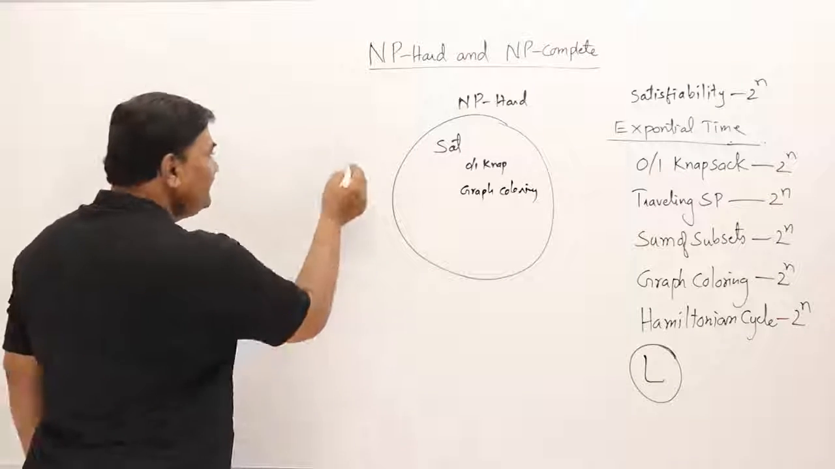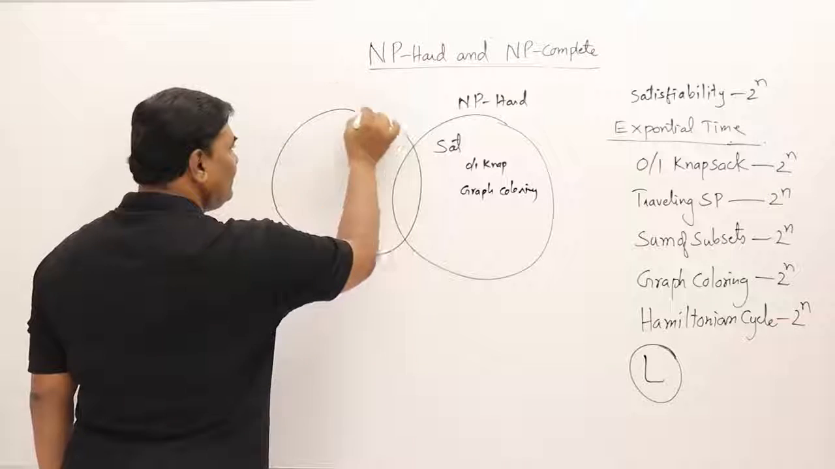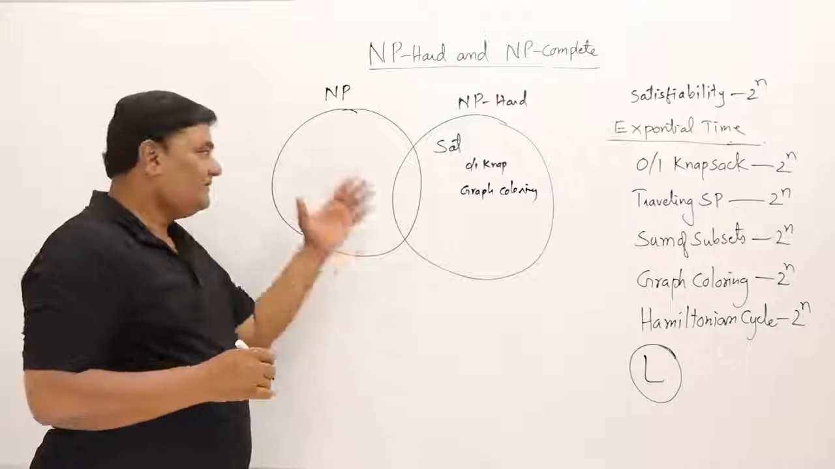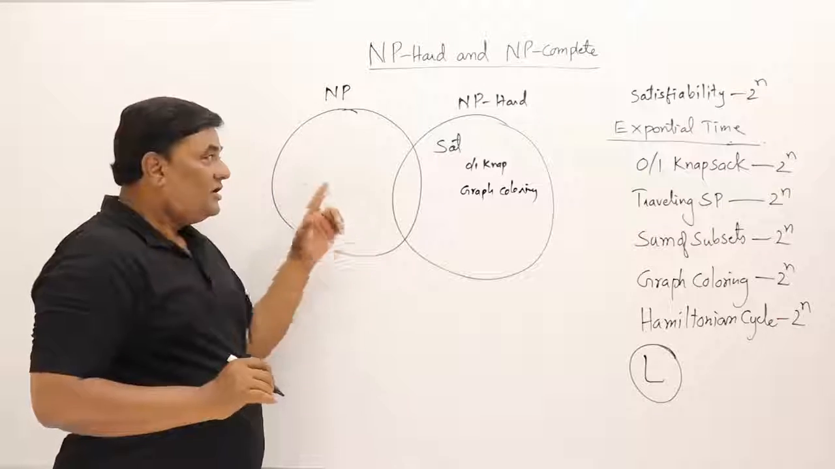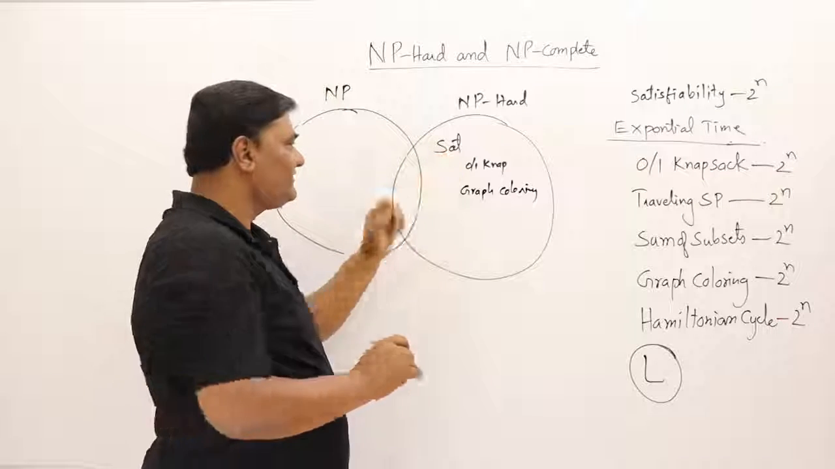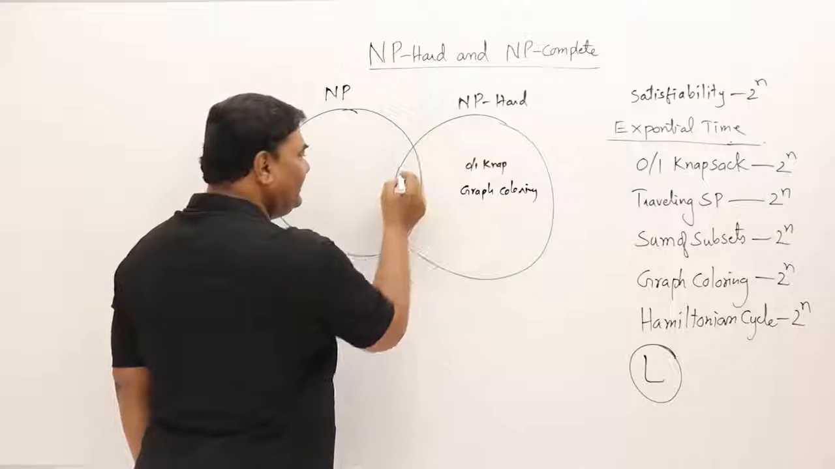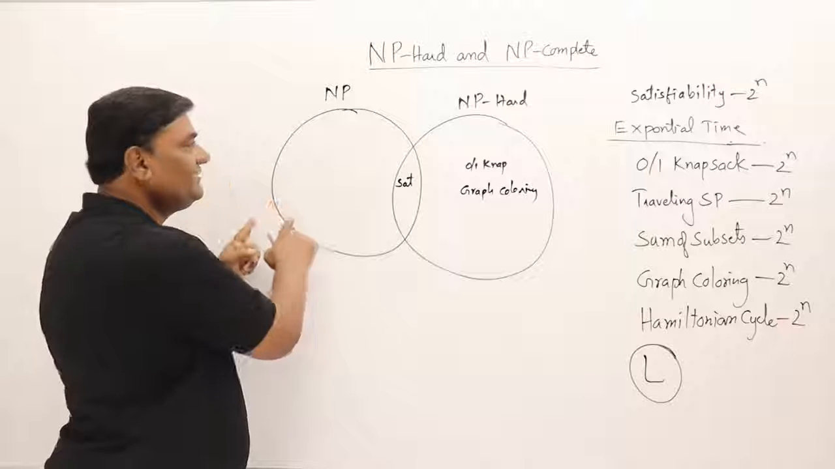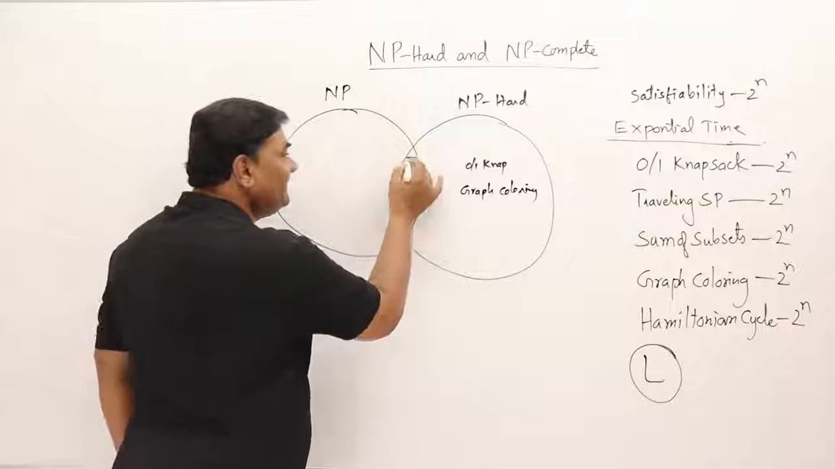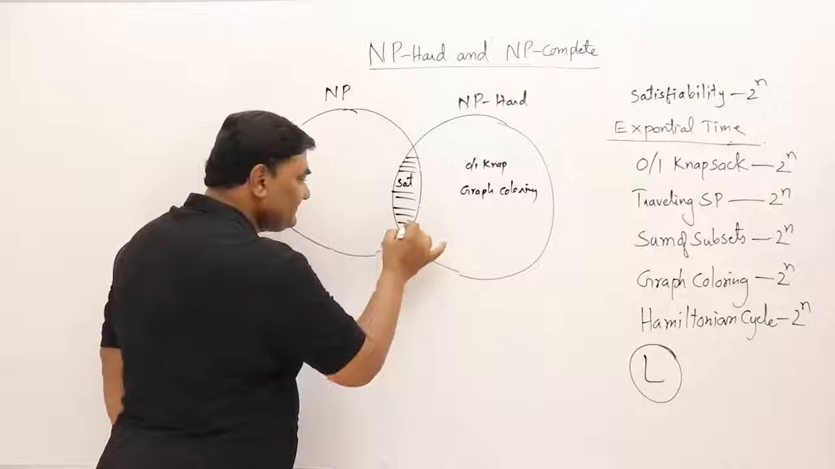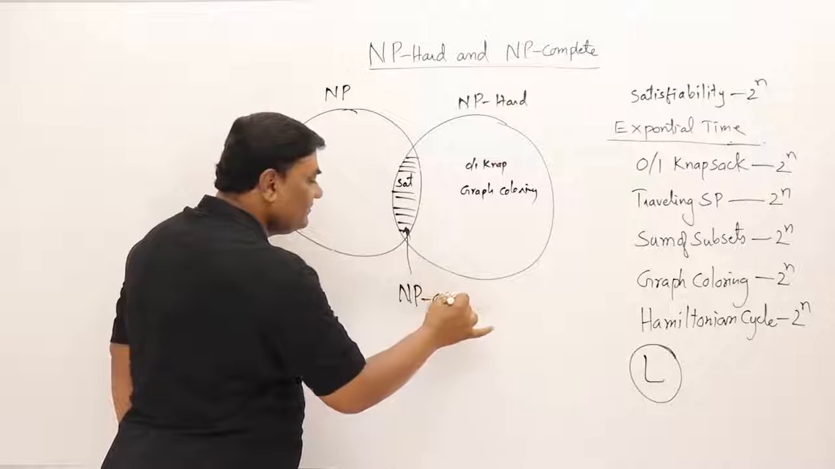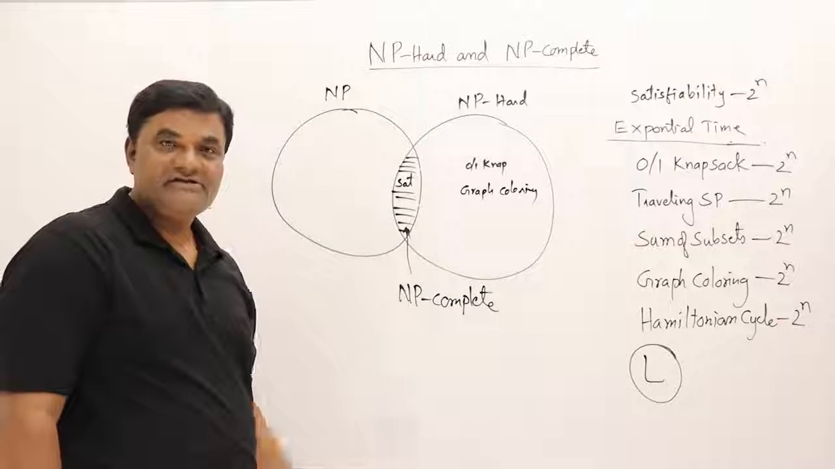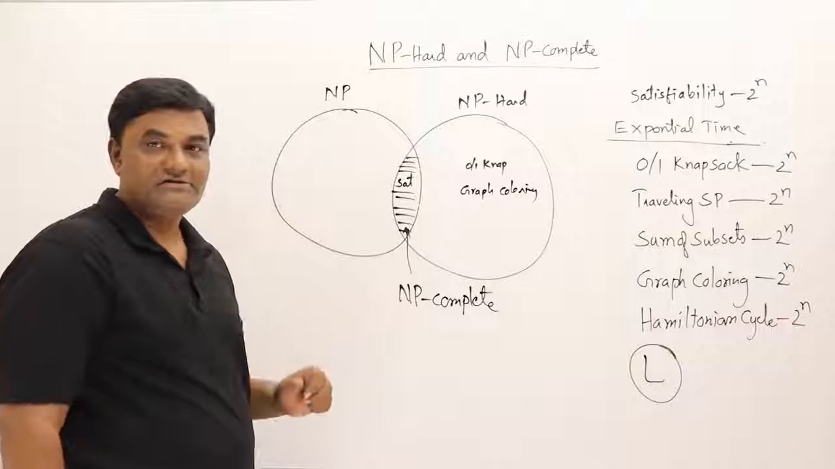Then the second part, we should also write non-deterministic algorithm, NP. This is another thing, writing non-deterministic algorithm. Do you have a non-deterministic algorithm for satisfiability? Yes. So this is in NP hard only, but this is in this intersection area. So this is also NP hard as well as this is having non-deterministic polynomial time algorithm. So what is this area called as? This is NP complete. This is NP complete. Intersection of NP hard and non-deterministic algorithms.